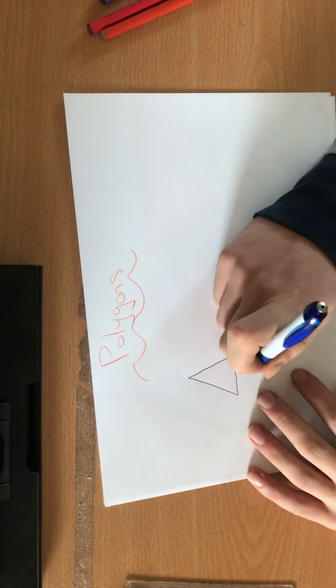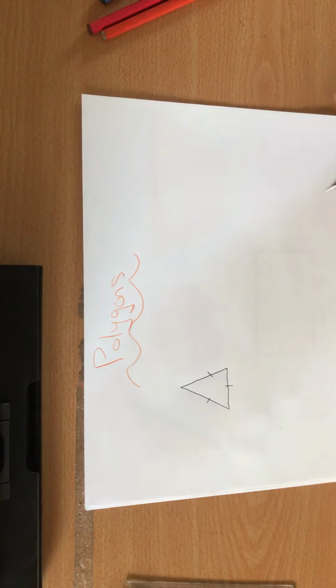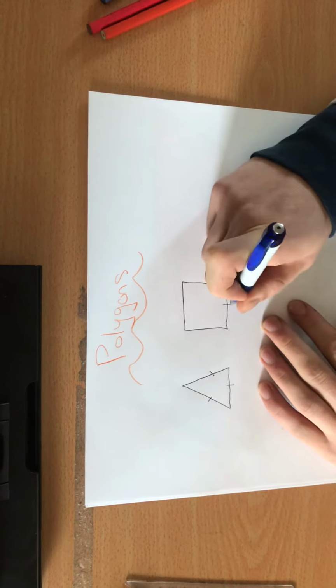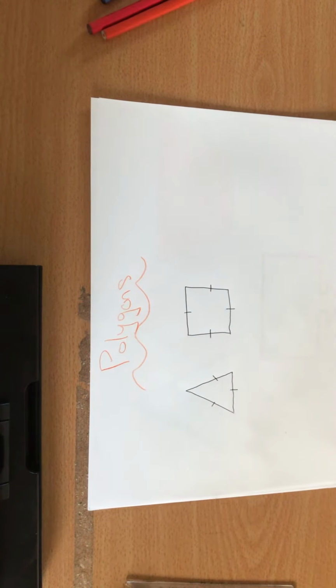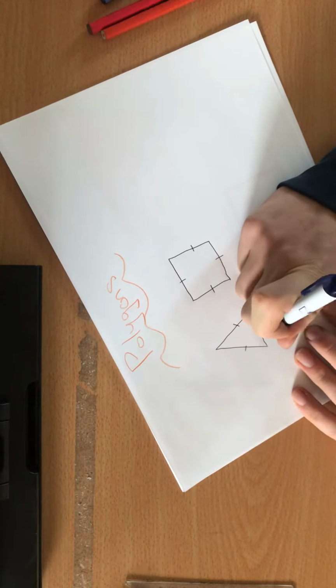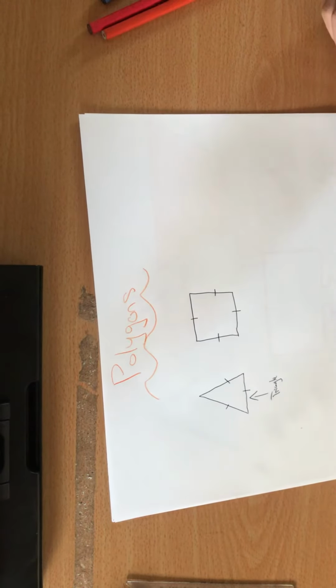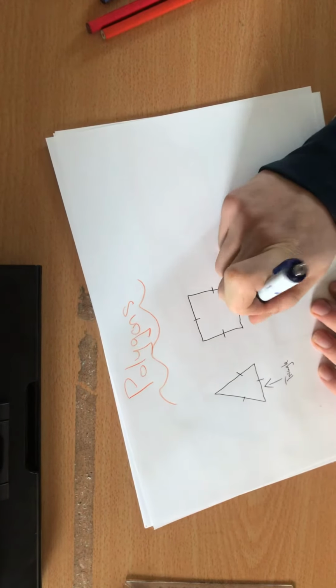has 3 sides, 1, 2, 3, followed by a quadrilateral, which is a square or a rectangle, has 4 sides. All these sides are equal. So any shape that can be drawn by connecting 3 straight lines is known as a triangle, and any shape that can be drawn connecting 4 lines is known as a quadrilateral.